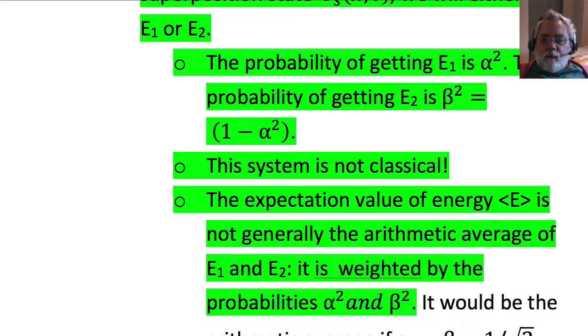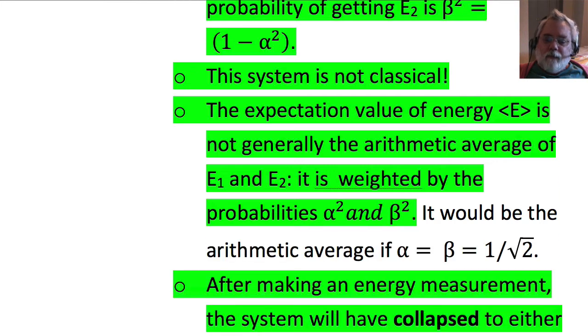The expectation value of energy E is generally not the arithmetic average of E1 and E2. It's weighted by the probabilities alpha squared and beta squared. There is one case in which you get the arithmetic average, if alpha and beta are 1 over square root of 2, but in general the arithmetic average has nothing to do with measurements. The measurements depend on the probabilities. The probabilities depend on the coefficients alpha and beta, or C sub 1 and C sub 2, in the superposition state.